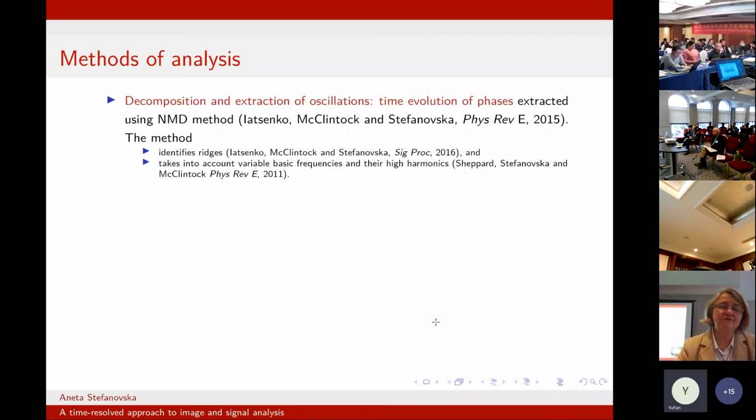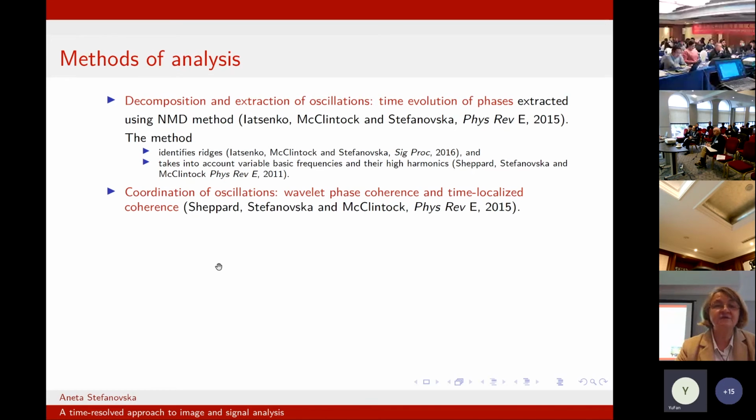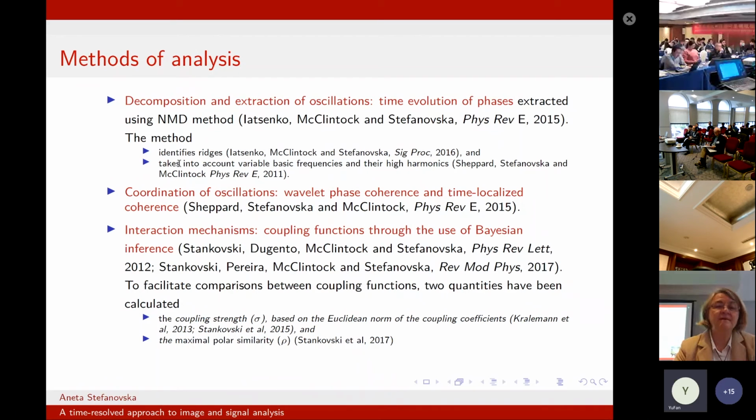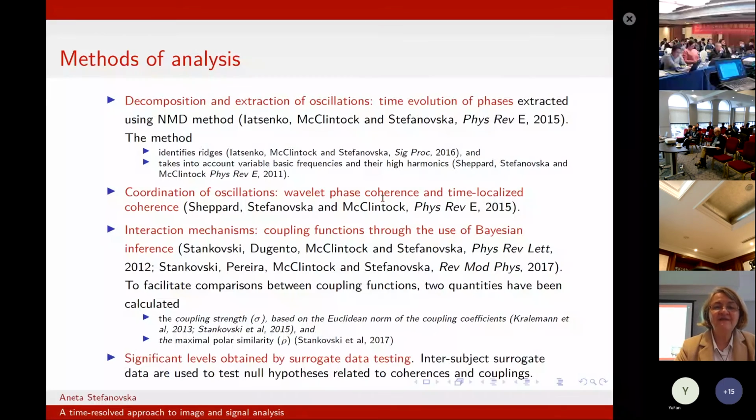And we applied all sorts of methods because we have a battery of tests. So we decomposed oscillations into contributing modes with ridges. We can take into account also high harmonics of time-varying systems or processes. We can calculate wavelet phase coherence, which is instantaneous over time. We can also extract interacting mechanisms using bispectral or wavelet-based bispectral Bayesian inference that we developed. And not least, we also test each of these approaches by surrogate data testing.